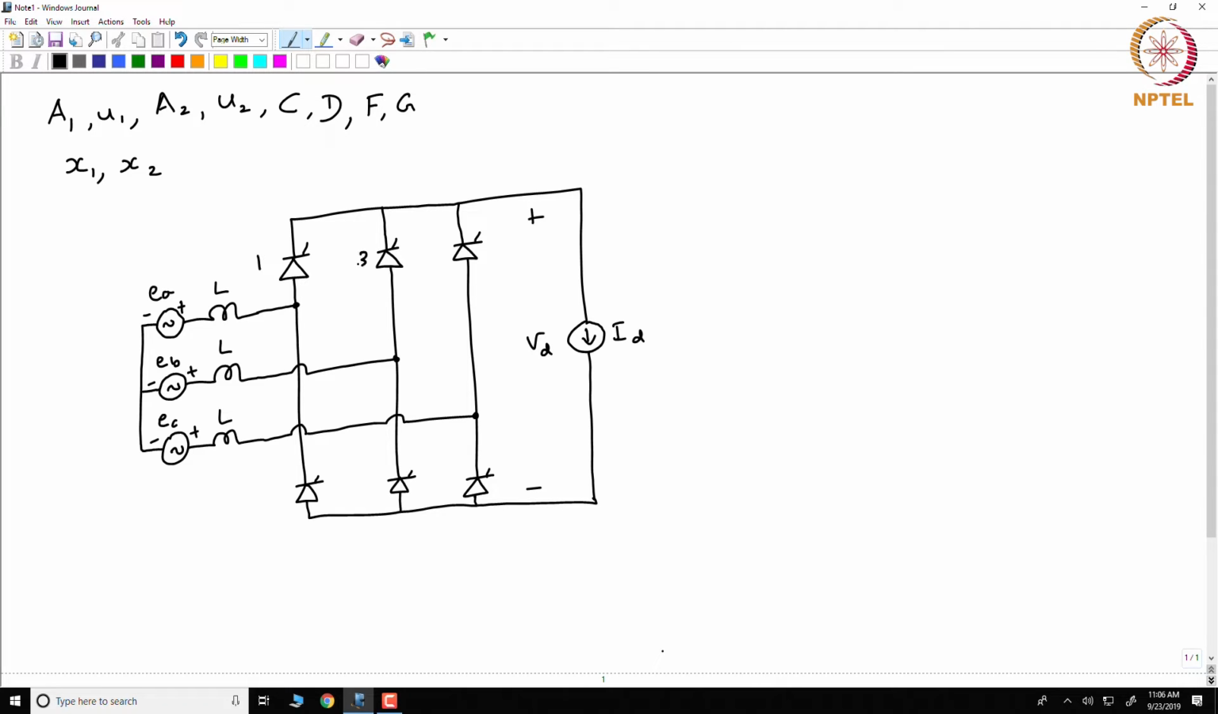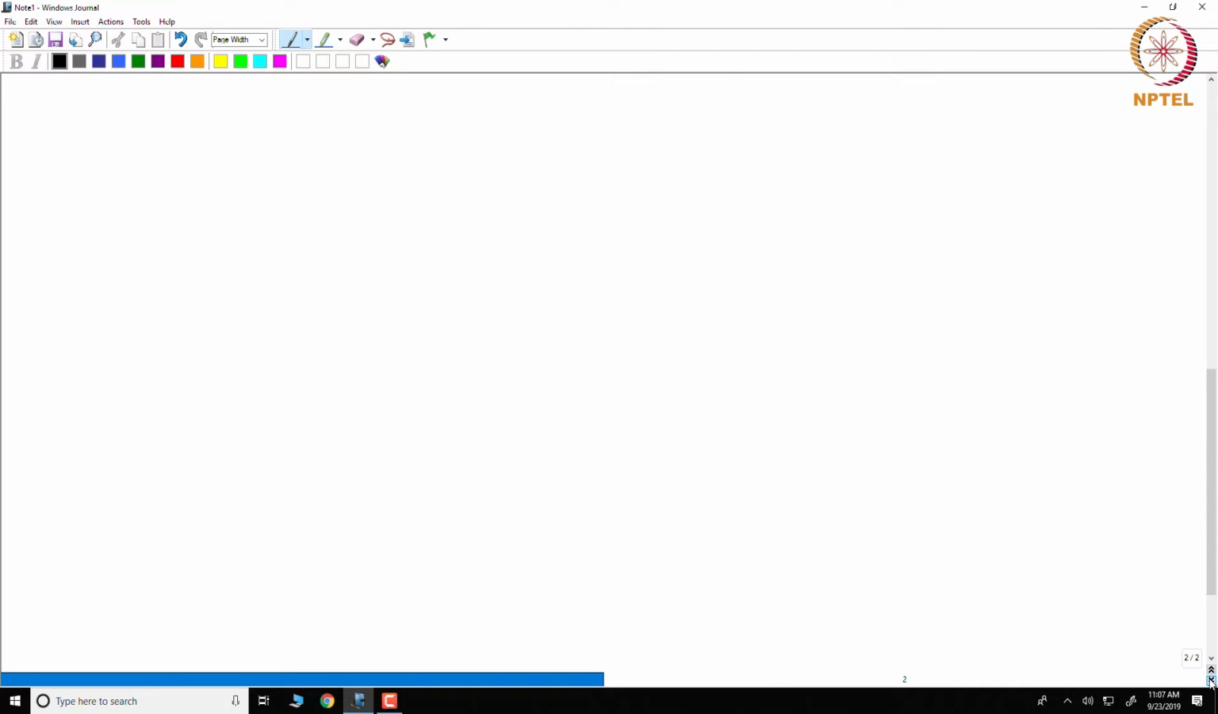One, three, 5, 4, 6, 2. So this is our circuit. Now we will take one case which is already known to us, that is say 3 and 4 valve conduction mode. Okay. So we will also consider 2 and 3 valve conduction mode. So 3 and 4 valve conduction mode.